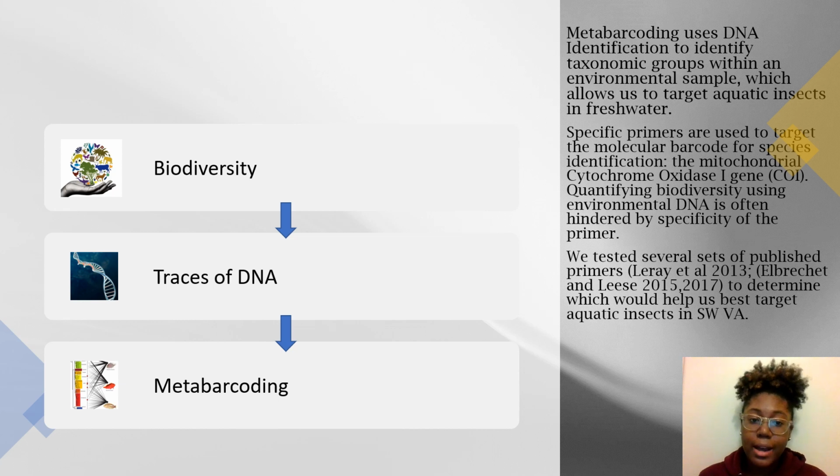However, quantifying the biodiversity using environmental DNA is often hindered by the specificity of the primer that is used, because different primers differentially target different groups of organisms. Therefore, we tested several sets of published primers to determine which would help us best target aquatic insects within Southwest Virginia.